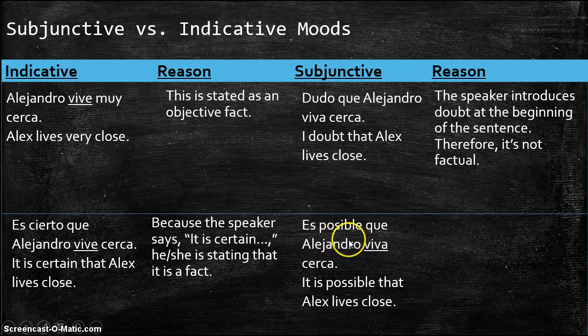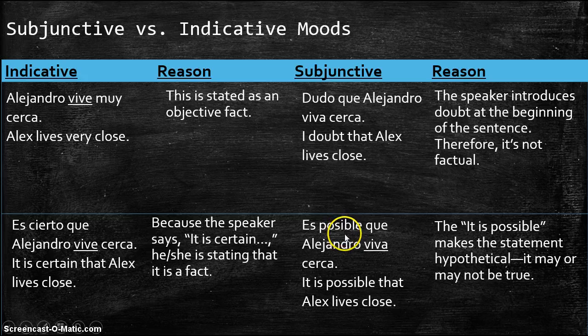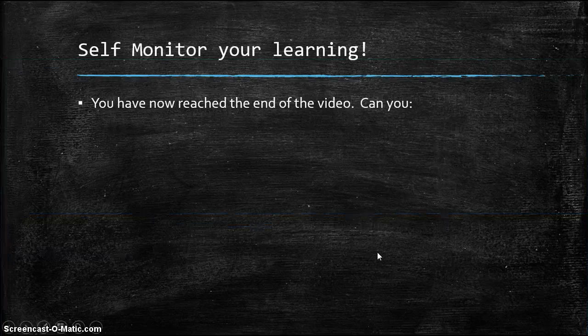Another example of when we would use the subjunctive is es posible que Alejandro viva cerca. Again, you can tell that the speaker is unsure about what they're saying because they use the subjunctive. When the speaker starts out a sentence using es posible, he is not making a factual statement. The statement is hypothetical. It could or could not be true. That's why we have to use the subjunctive. Remember, we use the subjunctive mood when we're trying to express something we are uncertain about.